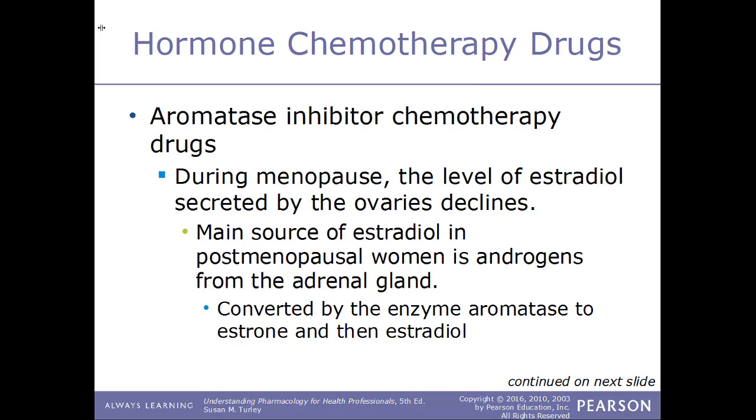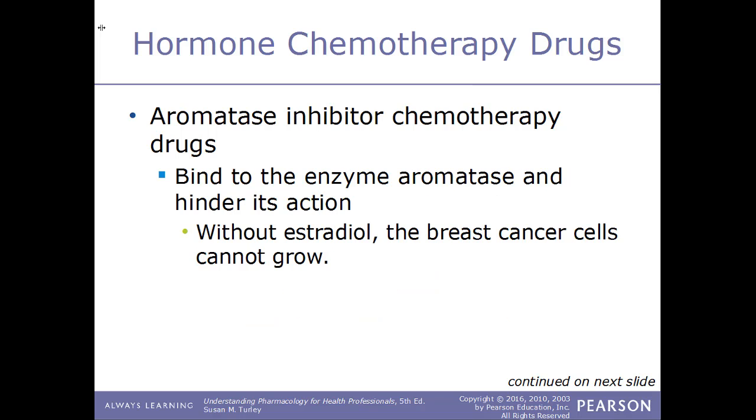Another kind of hormone chemotherapy drug that we'll talk about are the aromatase inhibitors. Now during menopause, the levels of estradiol that's secreted by the ovaries will decline. And the main source of estradiol in postmenopausal women are androgens from the adrenal glands. So these androgens that are secreted by the adrenals are converted to estrone and then finally estradiol by the enzyme aromatase. So aromatase inhibitors will bind to the enzyme aromatase and then prevent it from working. So without estradiol being created, the breast cancer cells can't grow.